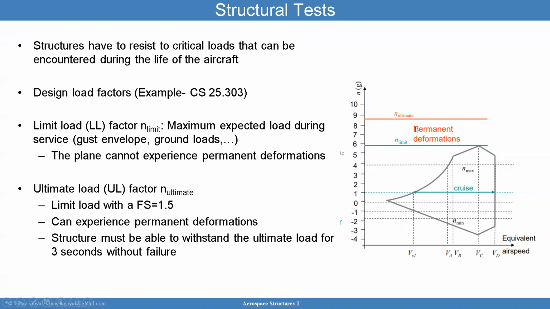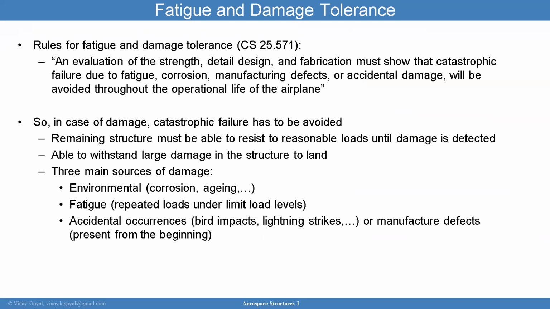We want to make sure that the ultimate load factor is typically 1.5 from limit to ultimate. And here, the structure can experience permanent deformations. We want to make sure that a factor of safety of 1.5 is applied, and the structure has to withstand ultimate load for at least 3 seconds without failure. So if I have a wing that's going to see 100,000 pounds, I need to make sure that wing can survive 150,000 pounds for 3 seconds. And you cannot have any permanent deformations below 1.0 limit load, but you could see some above 1.0.